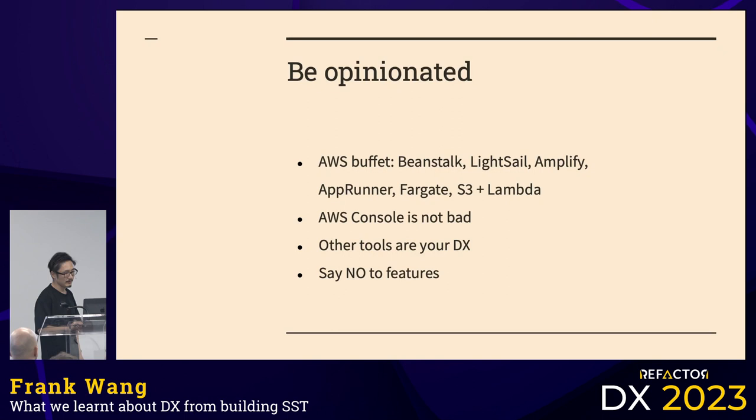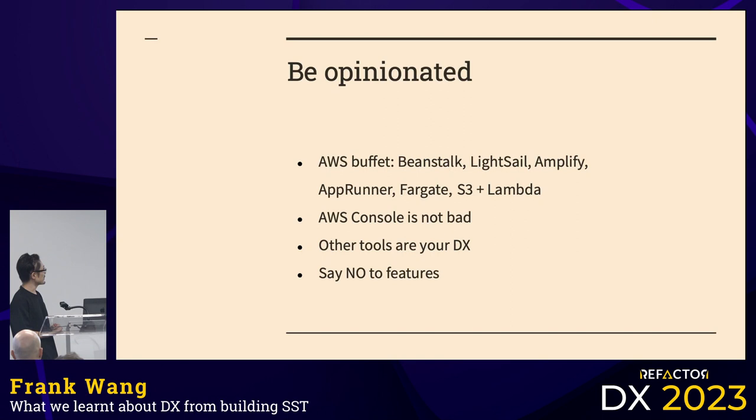So I think you need to be super opinionated about what you do. When people come to you and say, hey, I want to use SST to do this, it's like, no, that's not right, we don't recommend that. We should only support the one single use case, like I mentioned, one setup that works super well. AWS is like a buffet. People want to host Next.js on AWS. There's Beanstalk, Lightsail, Amplify, App Runner, Fargate, S3 plus Lambda. And no one knows which one to use when. Again, the console is bad because you try to stuff all those features in there.